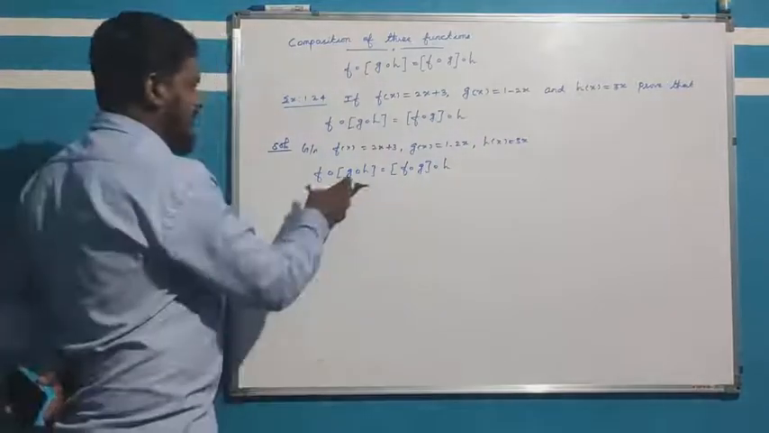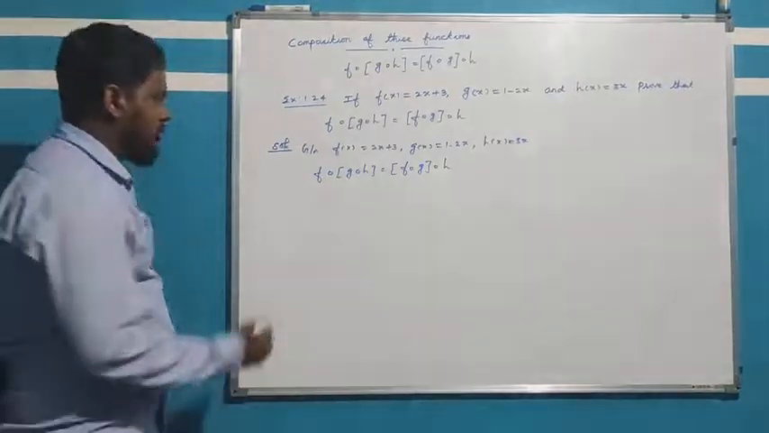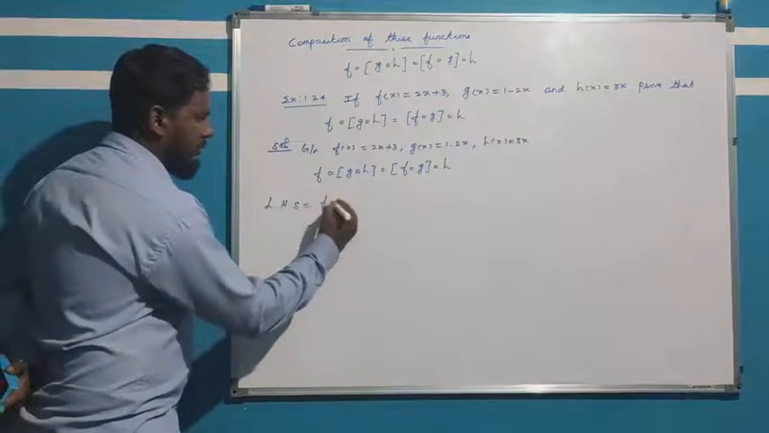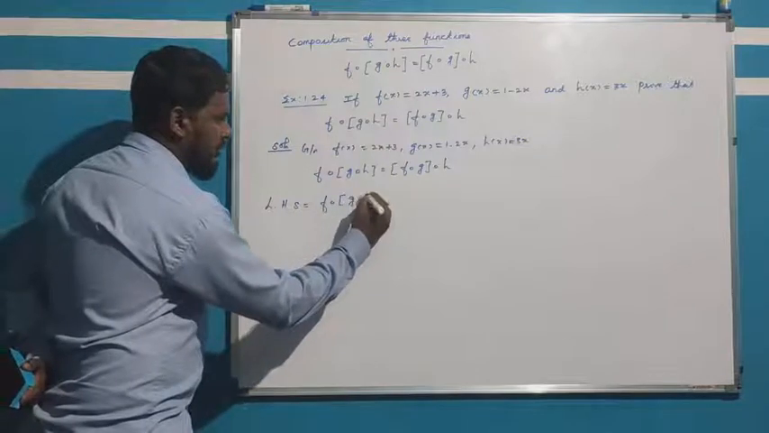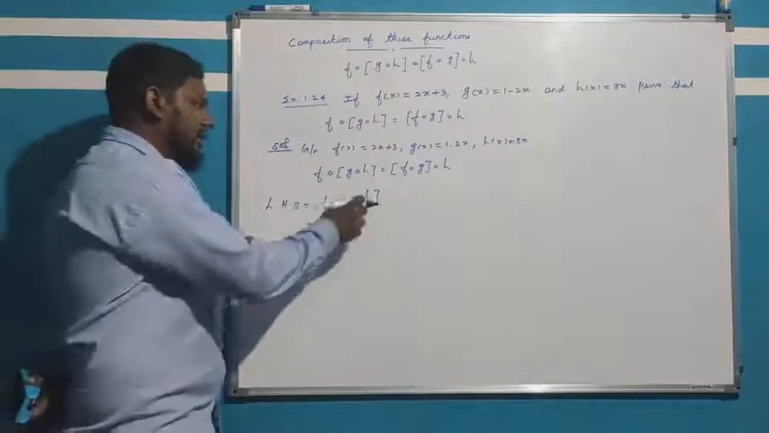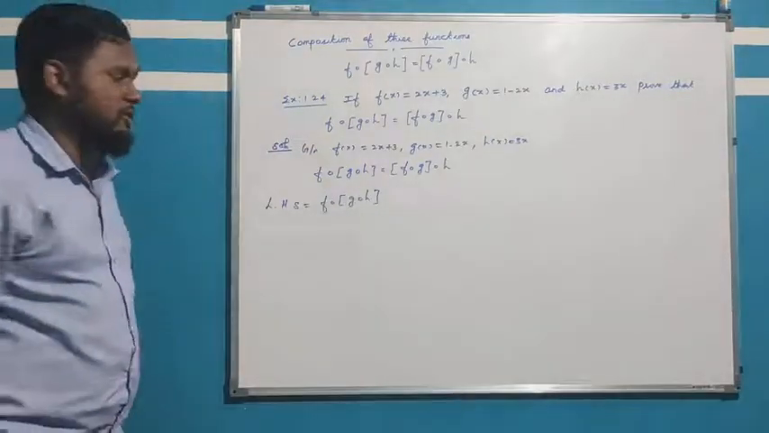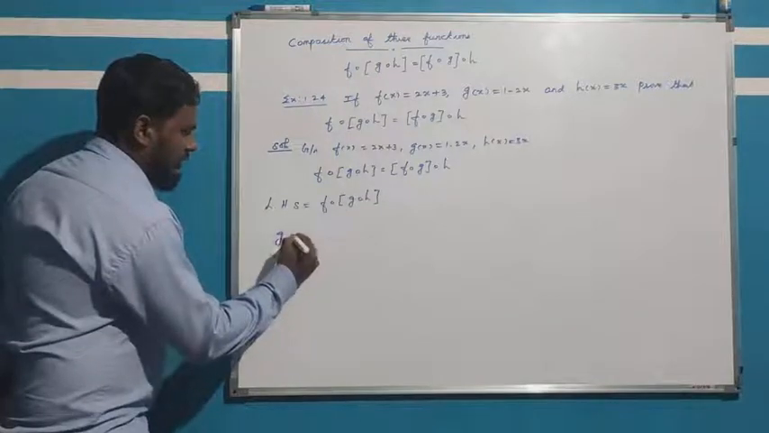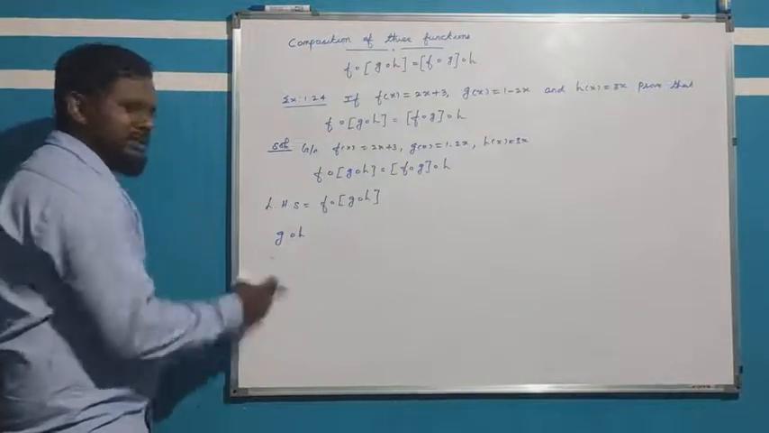Now first you have to take the LHS. What is the LHS here? f composite (g composite h). Inside the bracket, what is there? g composite h. So you have to find g composite h first.